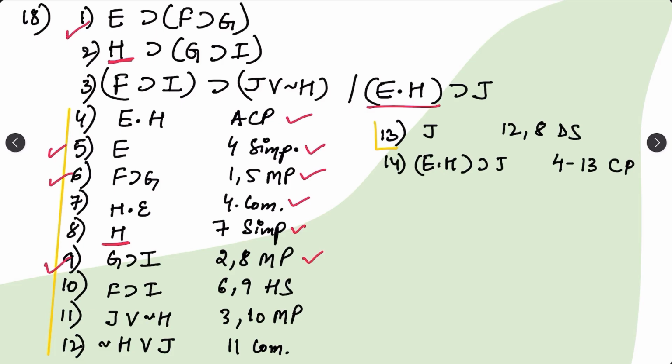Then in 6 and 9, you see G is common in both, so hypothetical syllogism is used, and we get F horseshoe I. Here also we need F horseshoe I, so you have modus ponens over here, and then again you have commutation, and finally by using the disjunctive syllogism in 12 and number 8, you get J, and then your final answer comes.